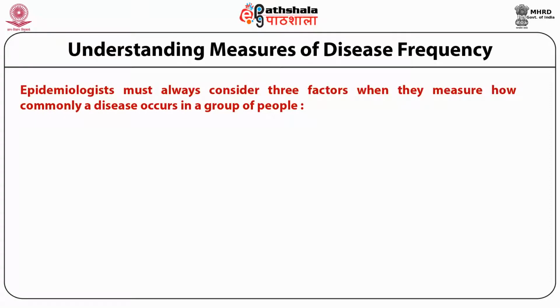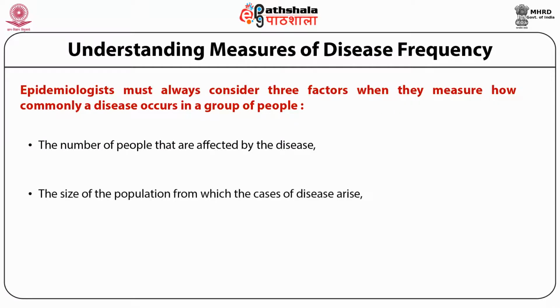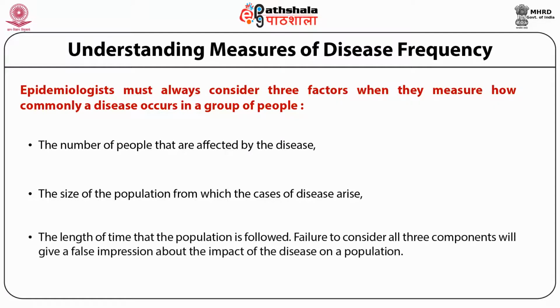Epidemiologists must always consider three factors when they measure how commonly a disease occurs in a group of people. They are: 1. The number of people that are affected by the disease; 2. The size of population from which the cases of disease arise; and 3. The length of time that the population is followed.